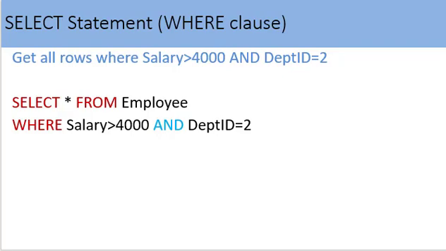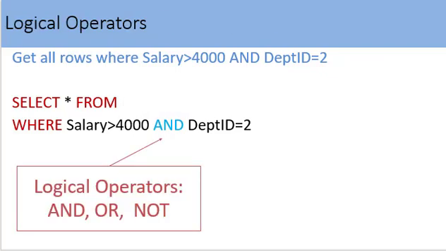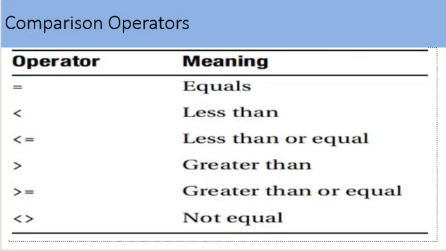In this case, two conditions are mentioned in where clause using AND keyword. AND keyword is known as logical operator. Logical operators are used to specify compound or complex conditions. There are three logical operators. These are AND, OR, and NOT. Here is a list of comparison operators which can be used in conditions. These are equal, less than, greater than, less than equal to, greater than equal to, and not equal to.